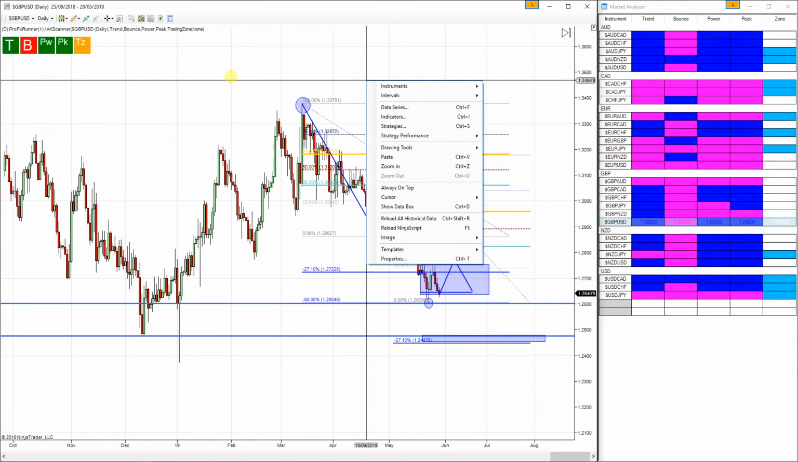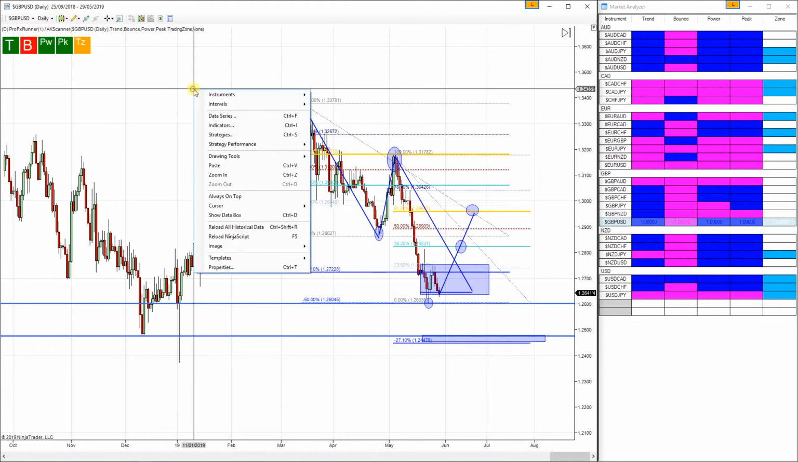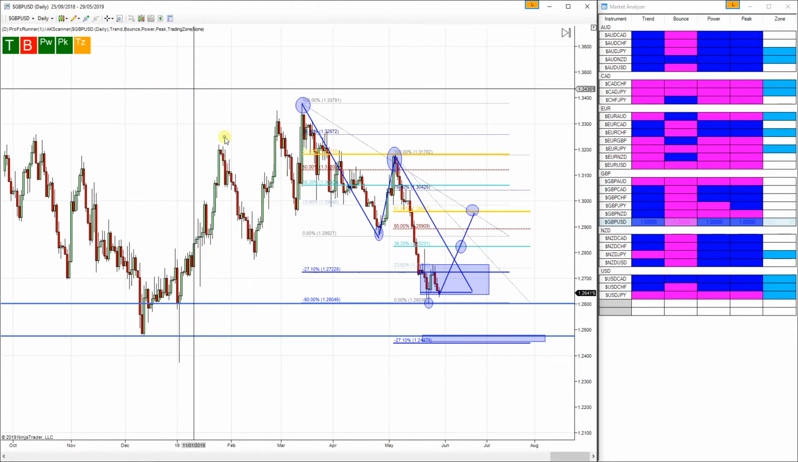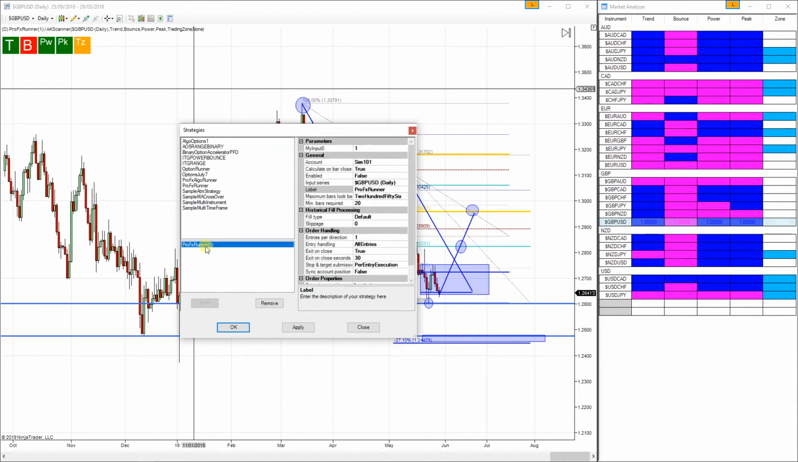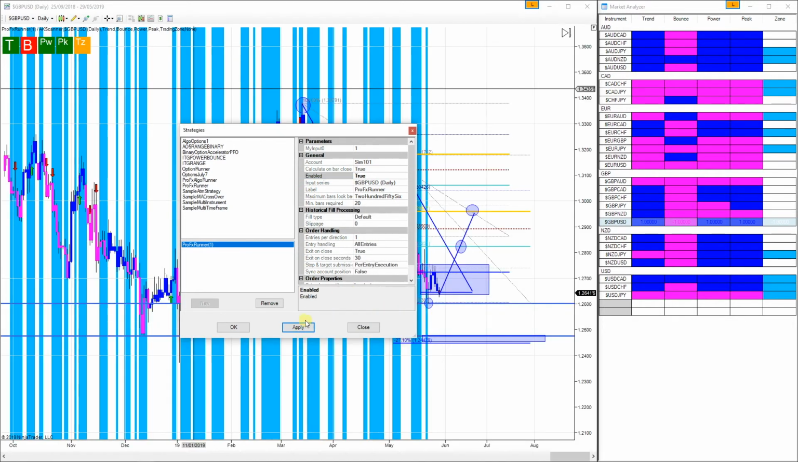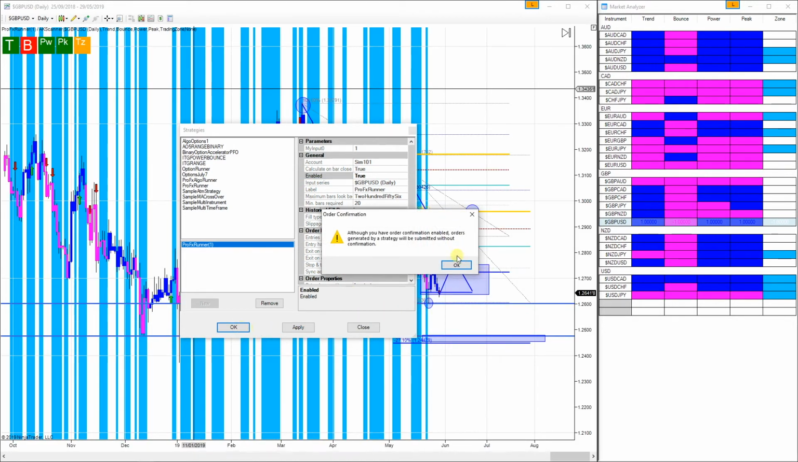What we want to be able to do is use our ProFX runner and ProFX scanner strategy to give us that added indication of, is the market strong or weak? So let's just put that on there now. So we go to our strategies, and don't worry if it starts looking a bit messy. I'm going to get rid of some of these lines in a second, but it's useful for you to see when do we buy and when do we sell.